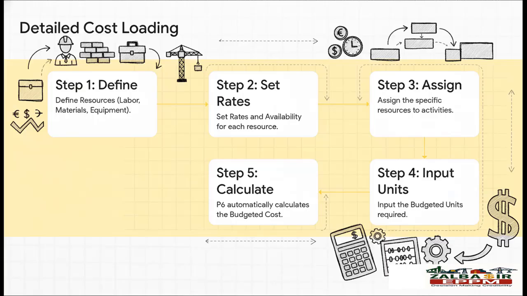So if you're going the detailed route, it's a pretty logical process. First, you build up your library of resources, defining your teams, materials, and all your equipment. Then you set their prices, like, say, an hourly rate for a welder. And finally, you assign those resources to the right activities and tell P6 how many hours or units you need. P6 does all the heavy lifting and crunches the numbers for you.